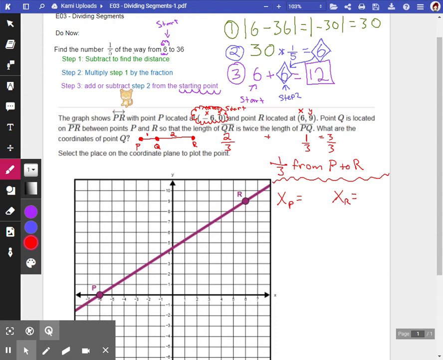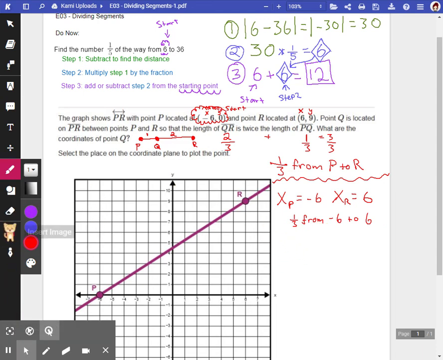So we have to do this process to our x values and then separately to our y values. So the x coordinate of point P is -6. The x coordinate of point R is +6. I really recommend writing this out before you get started because it's so easy to just lose track and start pulling in y values when you don't want y values. So I'm going 1/3 of the way from -6 to 6.